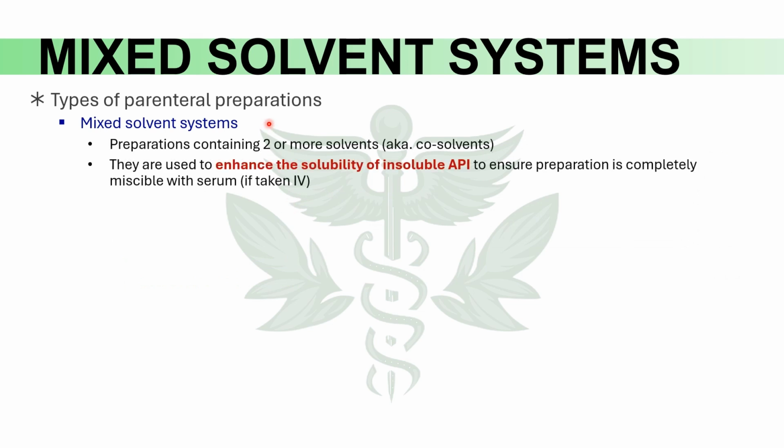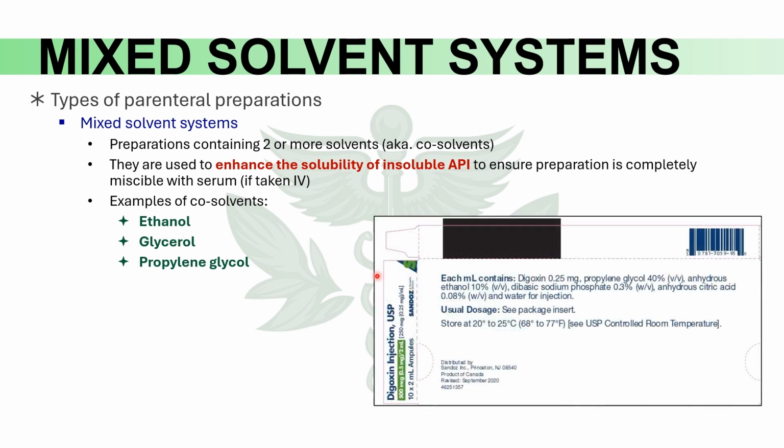Mixed solvent systems. These are preparations containing two or more solvents, and we use them when the aim is to prepare a preparation with an insoluble drug, which, when injected intravenously, is completely miscible with serum. Hence, the solvents here enhance the solubility of the insoluble active constituent in the preparation. Examples of co-solvents that we can use include ethanol, glycerol, and propylene glycol.